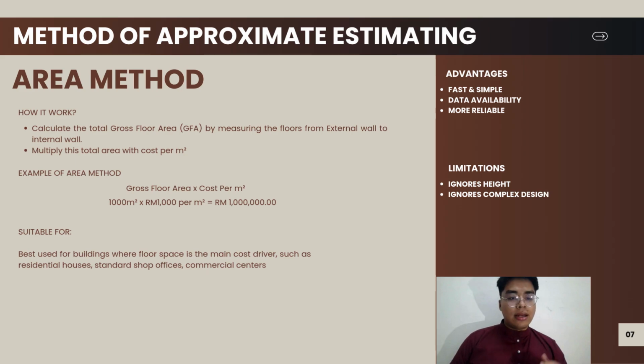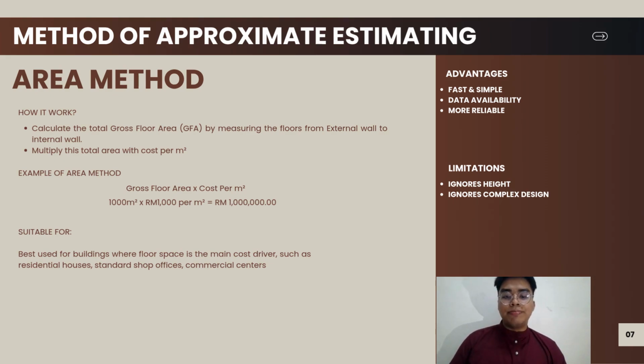Moving forward to the area method. This works by calculating the total gross floor area, or GFA, measured from external wall to internal wall. We then simply multiply this total area by a standard cost per square meter. For example, if a building has a GFA of 1000 square meters and the historical rate is 1000 ringgit per square meter, our estimated cost comes up to 1 million ringgit.